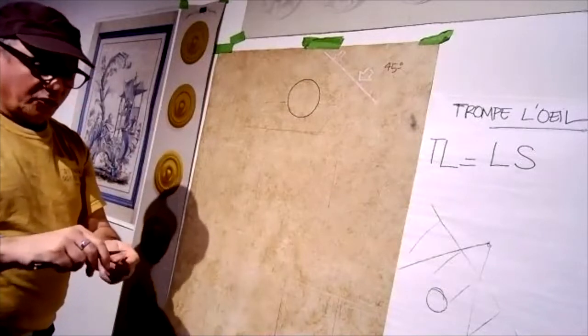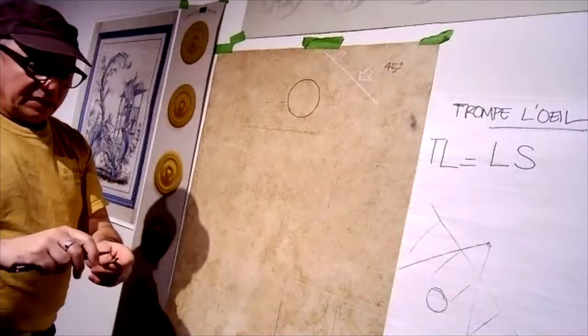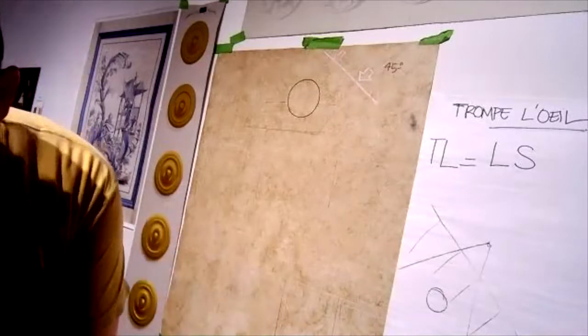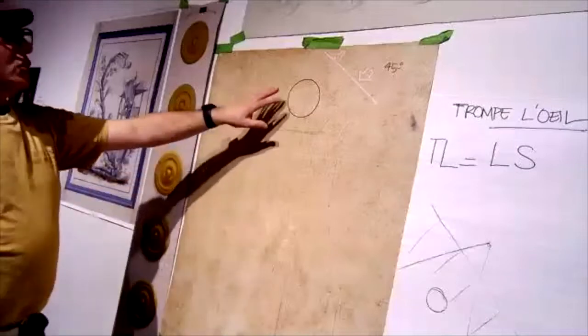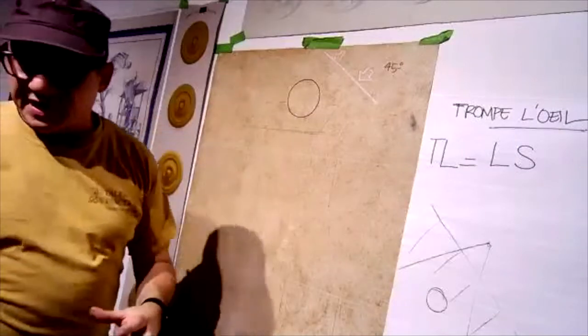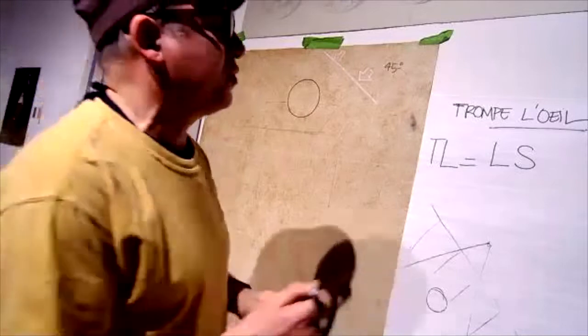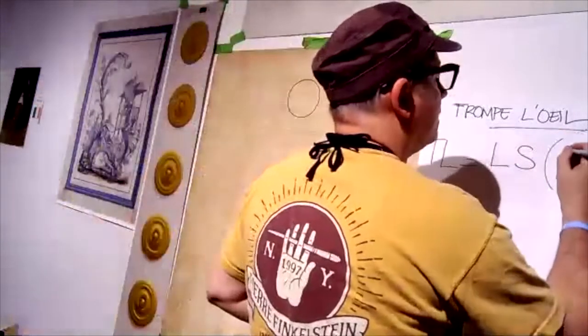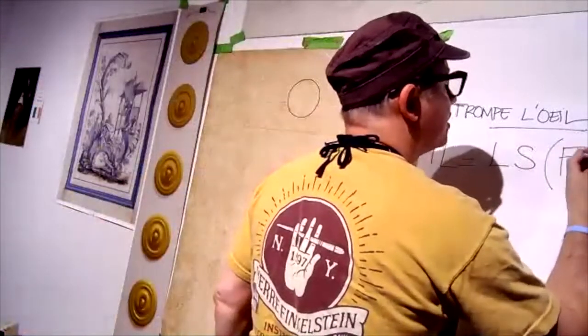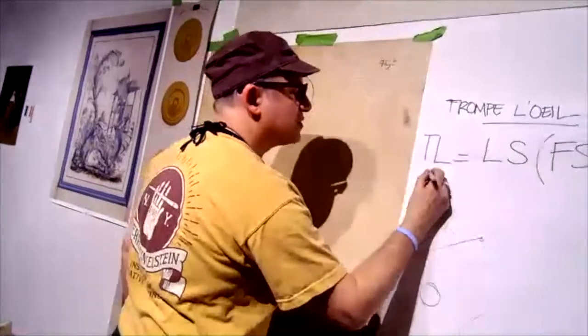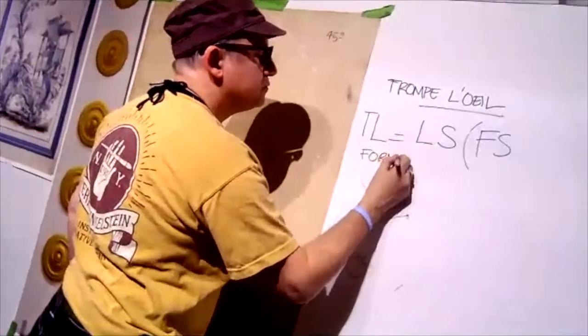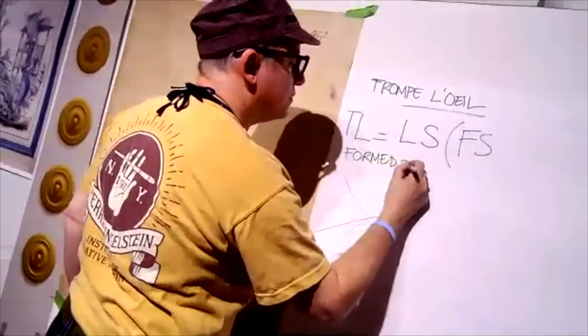I like to use charcoal pencils because they give a lot of darkness and are easy to fade. So once I've established this, what's the next critical component? It's the formed shadow. So FS is formed shadow.